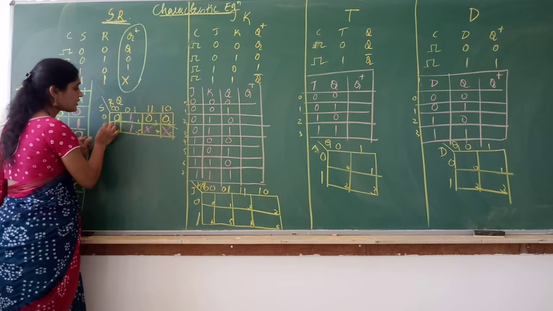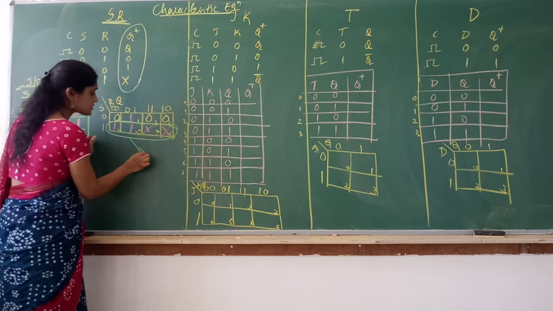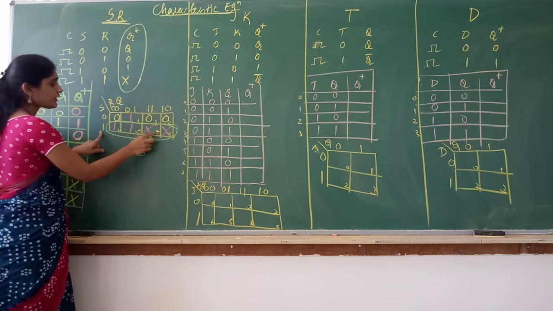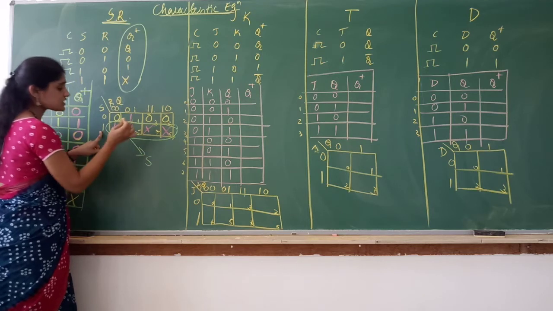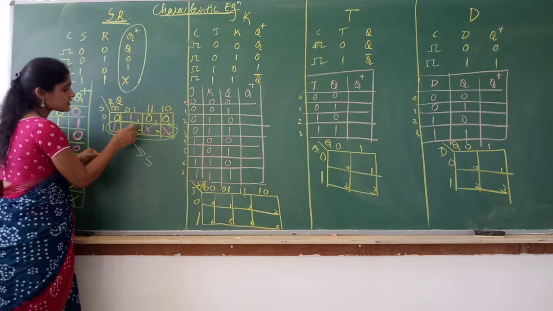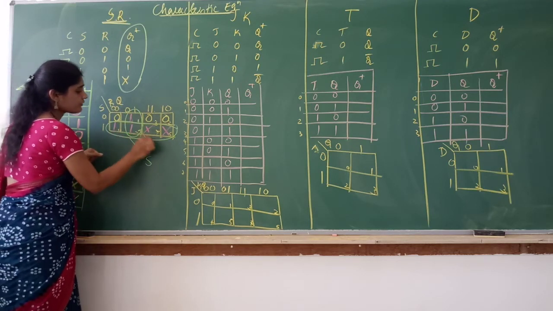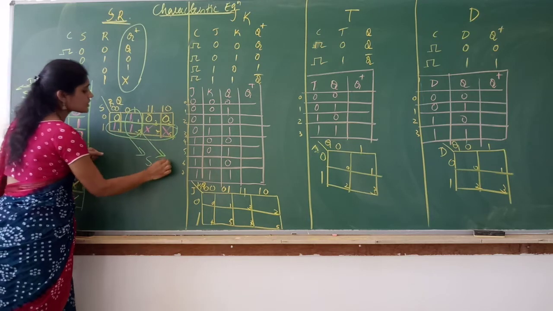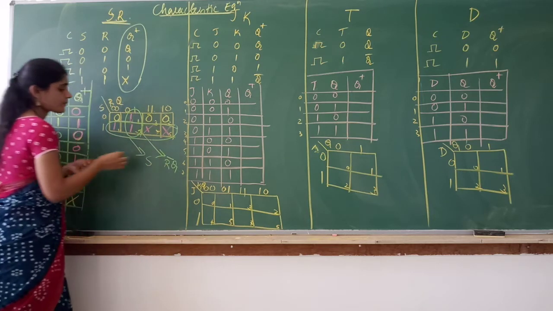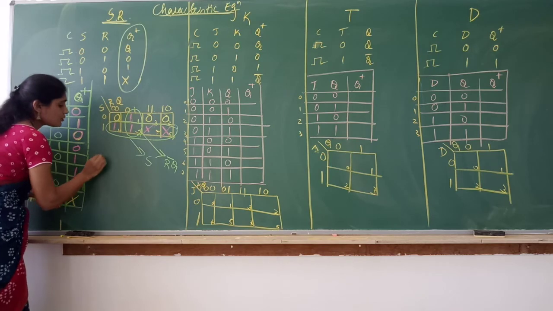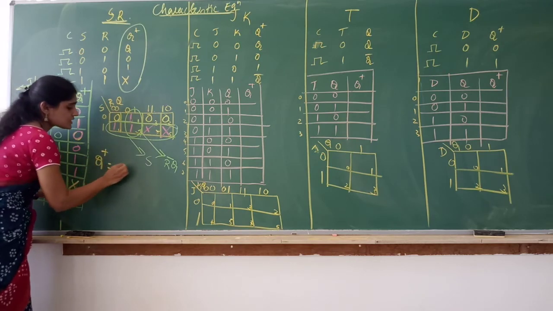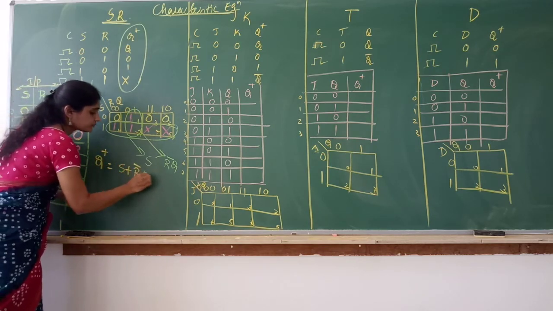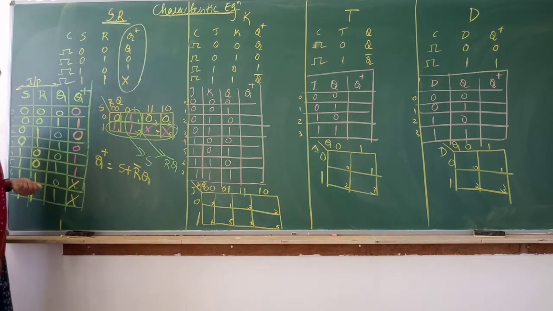All the 4 can be grouped. I think you remember the 3 variable K map. If I group all the 4, what is the equation I get? Yes. How do I cover this? Group 1 and 5. If I group 1 and 5, what is the equation I get? R bar Q. So the equation for Q plus of the SR flip-flop is S plus R bar Q.